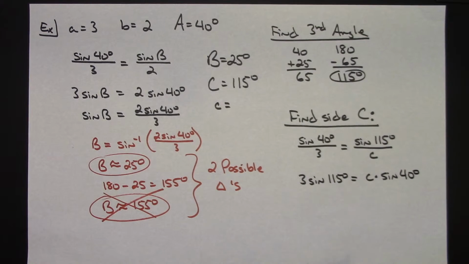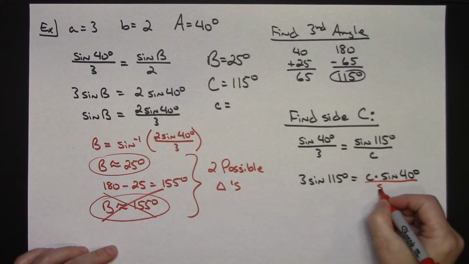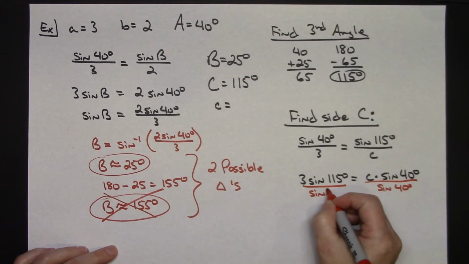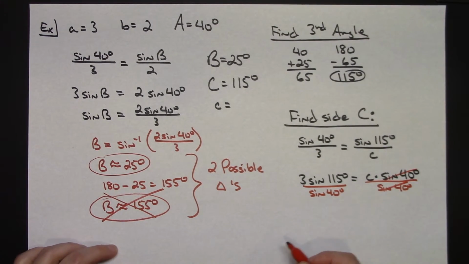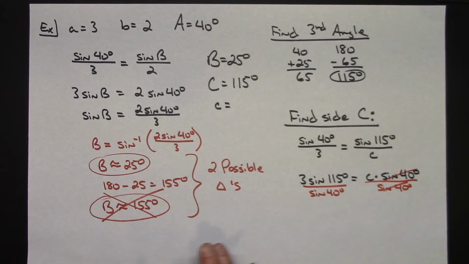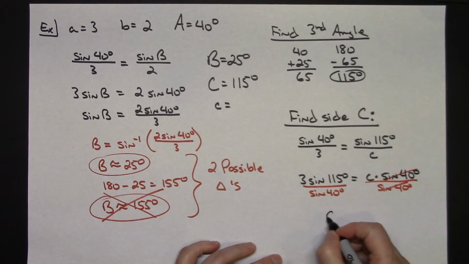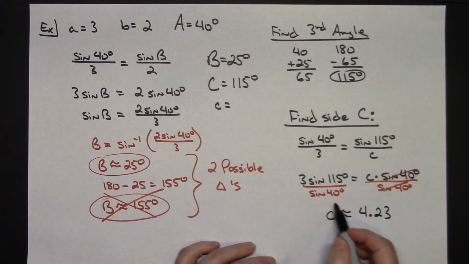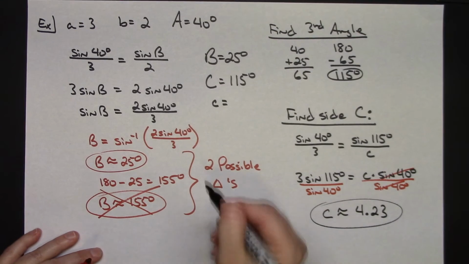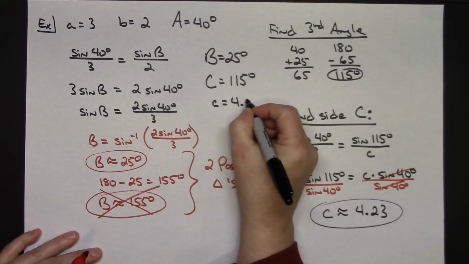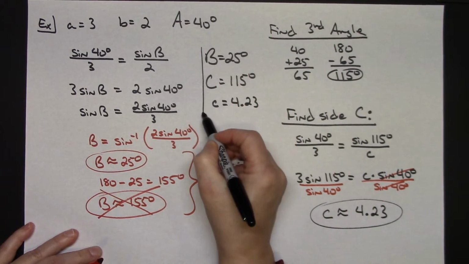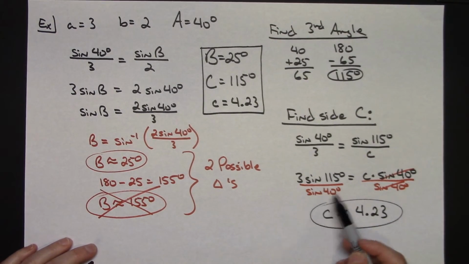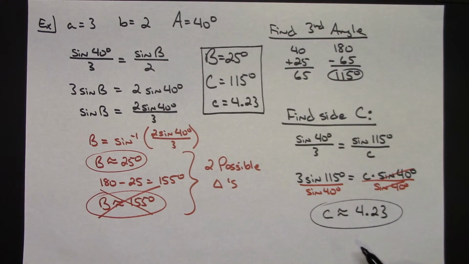Solving for c before I grab that calculator, divide by the sine of 40 degrees. Putting this in your calculator, hopefully you're going to return a value of c being approximately 4.23. So there's my final side. You definitely want to pause the video at the various parts of this and make sure that you are able to use your individual calculator to get these values.